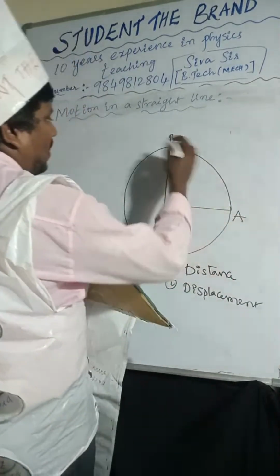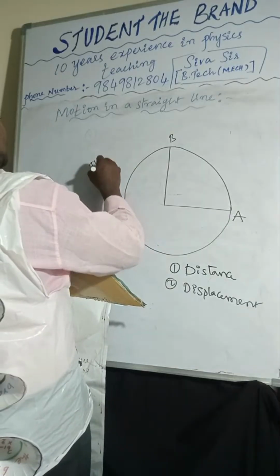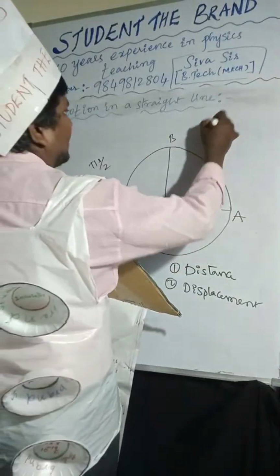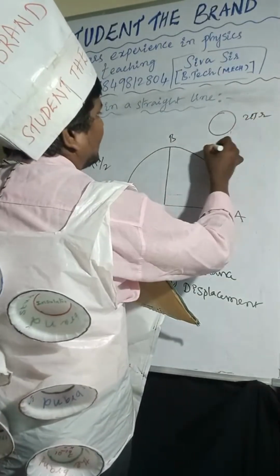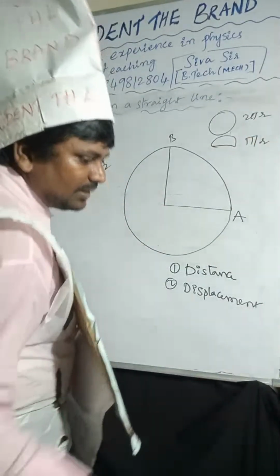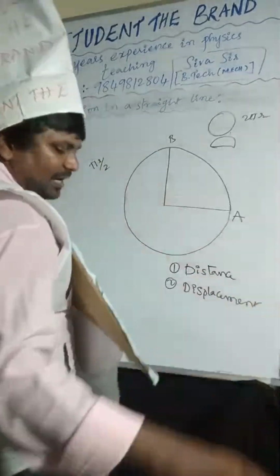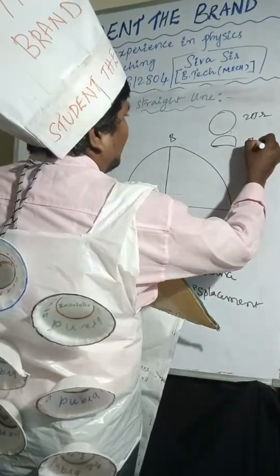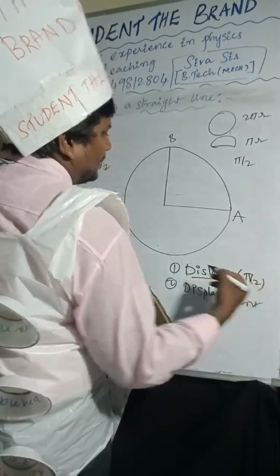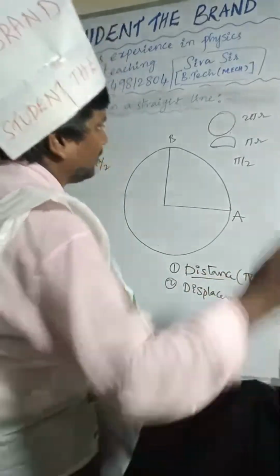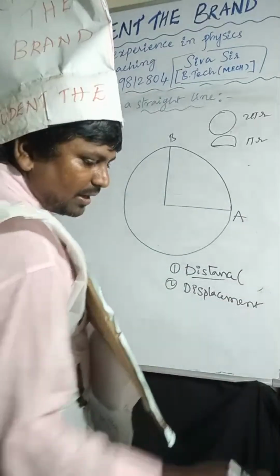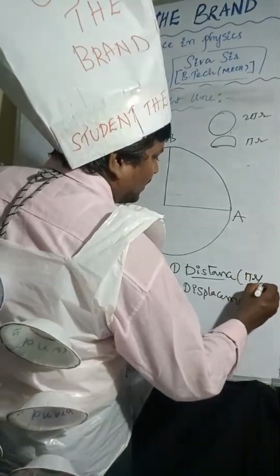Distance. This is a quarter, so we are taking pi r by 2. The complete circle is 2 pi r, so a half circle is pi r. In that, again half, so you are taking pi r by 2. So that is the distance, pi r by 2.